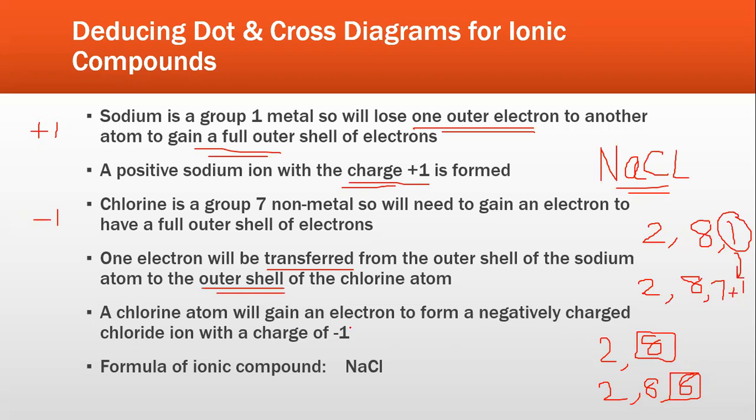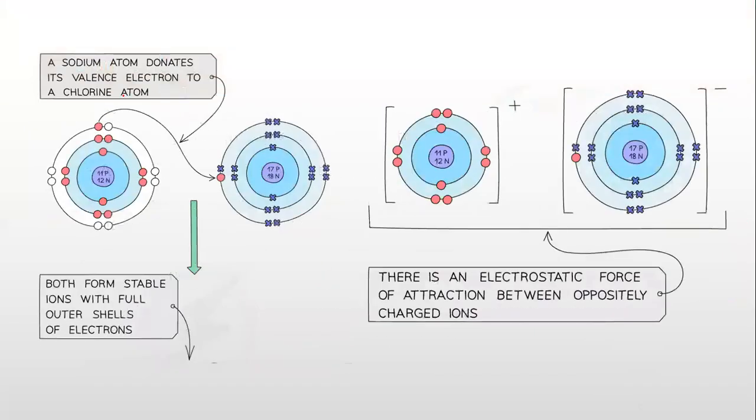So a chlorine atom will gain an electron to form a negatively charged chloride ion with a charge of -1, and the formula of the ionic compound would be NaCl, obviously. Here we have the diagram. अब ये आपके पास sodium है having 1 electron, and here you have chlorine having a space for 1 electron. A sodium atom donates its valence electron to the chlorine atom, and the chlorine atom gains that 1 electron given by sodium to form -1. Now both form stable ions with a full outer shell of electrons.